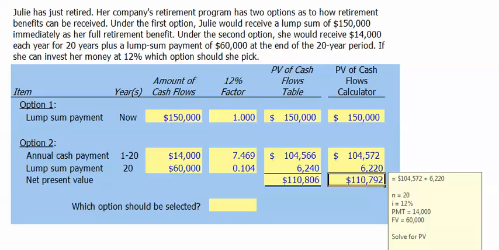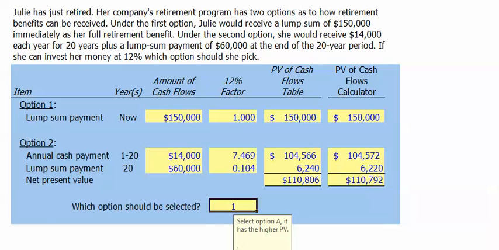in our financial calculator, we can enter n for 20. Our interest rate will be 12%, $14,000 for the payment, and $60,000 for the future value. And then solving, we get a combined value of $110,792. In any event, we should definitely select option number 1 because it has the higher present value.